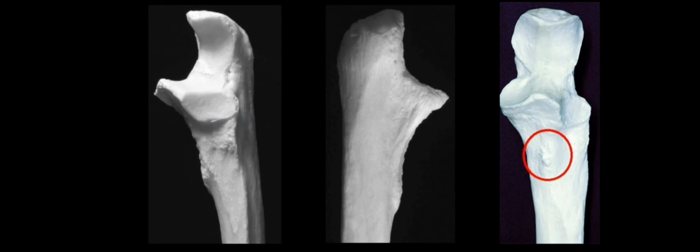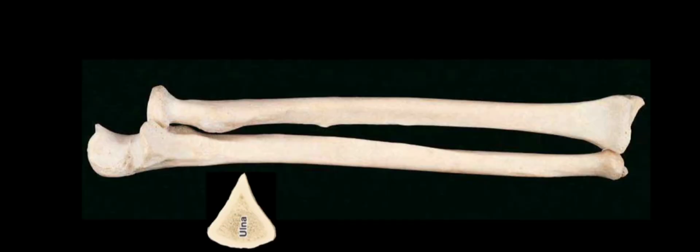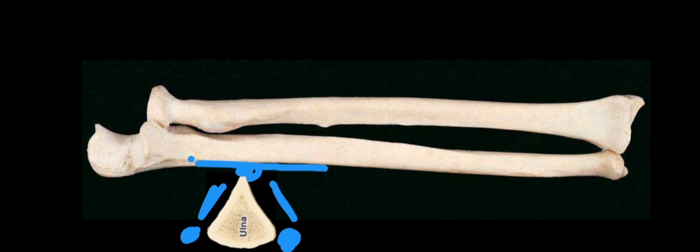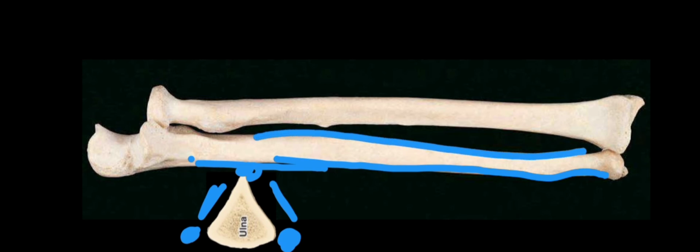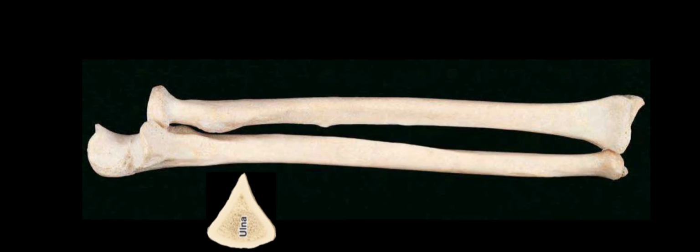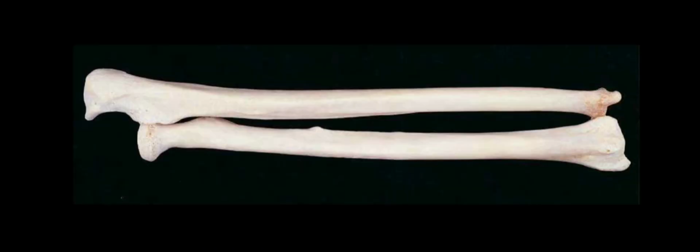Let's see the intervening shaft. The intervening shaft has three borders: the lateral border, the anterior border, and the posterior border, and three surfaces: the anterior surface, the posterior surface, and the lateral surface. Coming to the anterior border, here you can see the anterior border. And next, the lateral border, which is sharp and gives attachment to the interosseous membrane. And next, you can see the posterior border. Here is the posterior border.